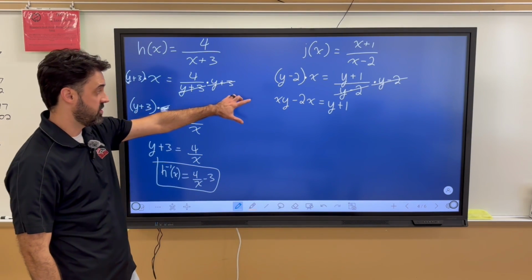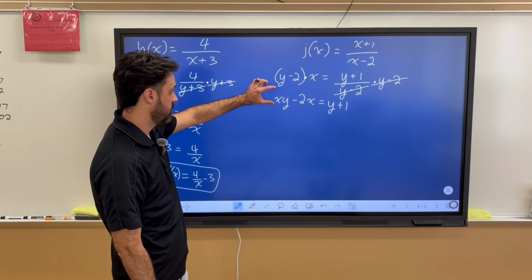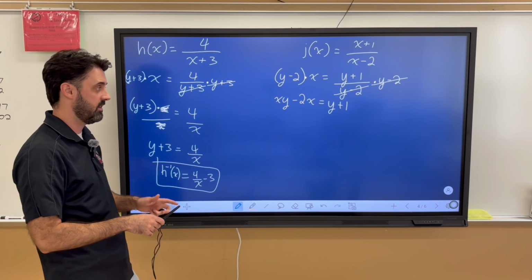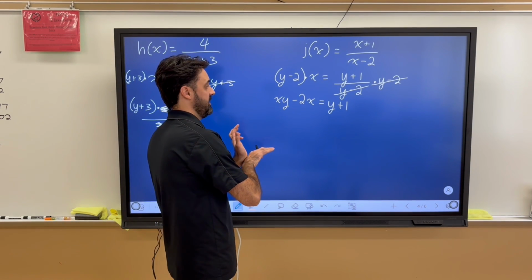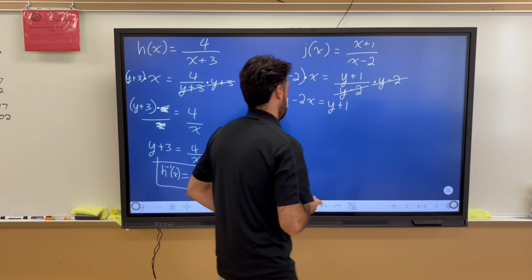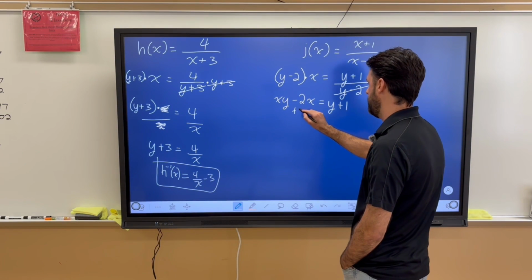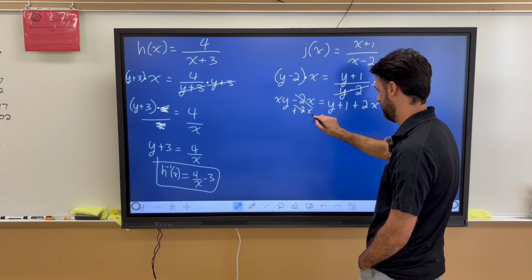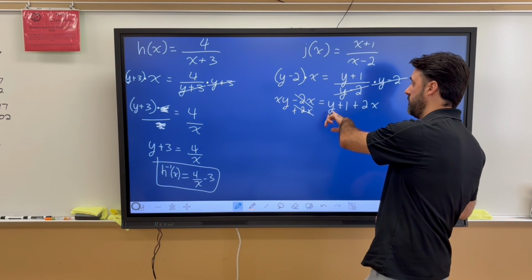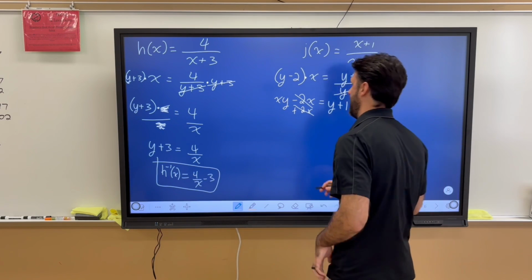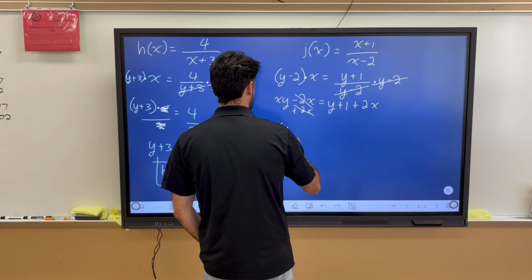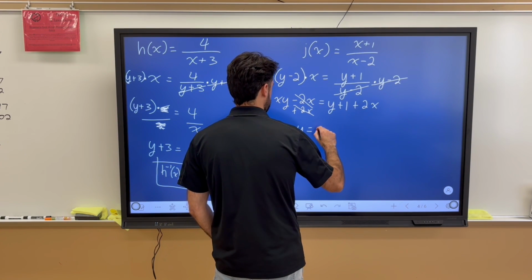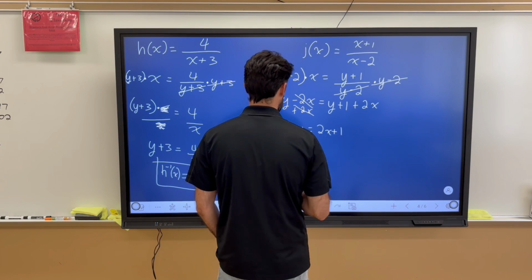All right, so this equation has 4 terms. 2 of them have a y, and 2 of them do not. So the terms that don't have a y, I'm going to move to one side. And the terms that do have a y, move to the other. So I'm going to add this 2x to both sides. All right, so those cancel. But now I want to move the y over to this side, so I have to subtract that over. And so that's going to give us x times y minus y equals either 1 plus 2x or 2x plus 1, same thing, like that.